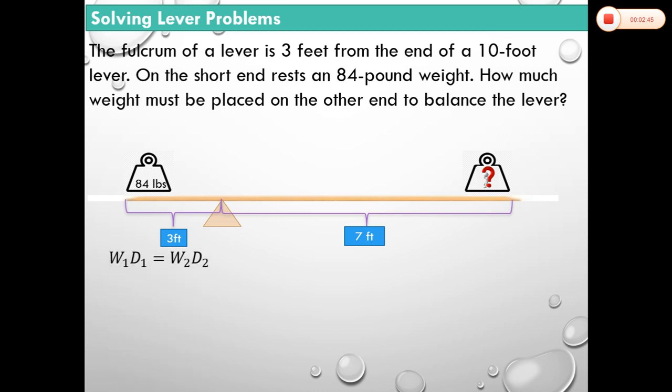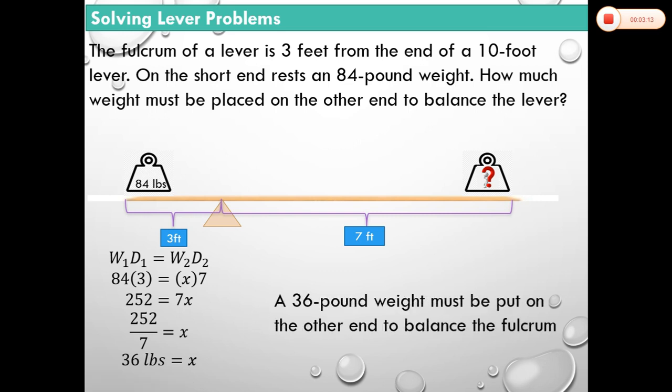By principle, W sub 1 times D sub 1 is equal to W sub 2 times D sub 2. 84 multiplied by 3 is equal to x multiplied by 7, where x is the weight to be put on the other end. 252 is equal to 7x. Dividing both sides by 7, we get x is equal to 36 pounds. Therefore, a 36-pound weight must be put on the other end to balance the fulcrum.